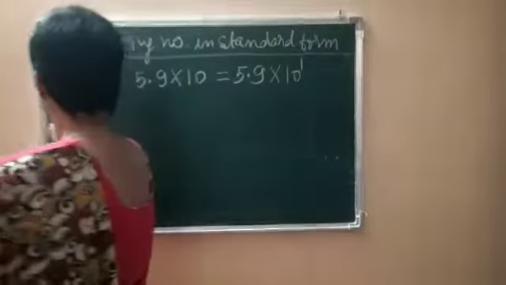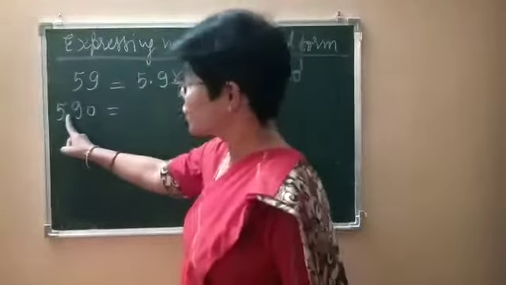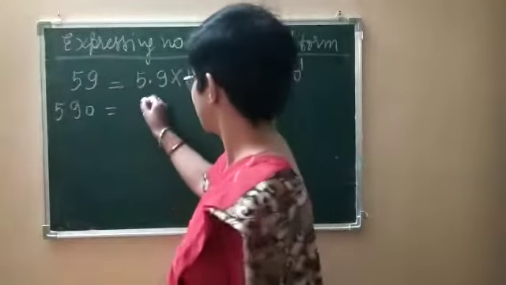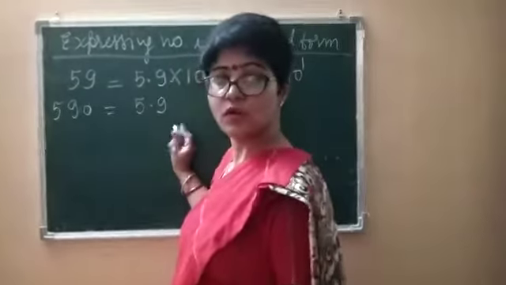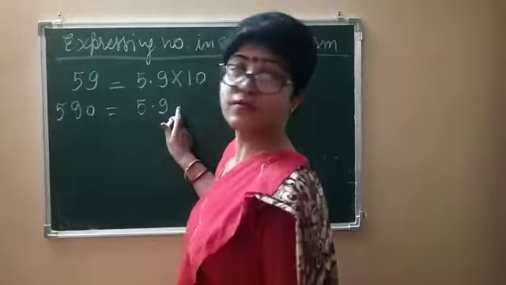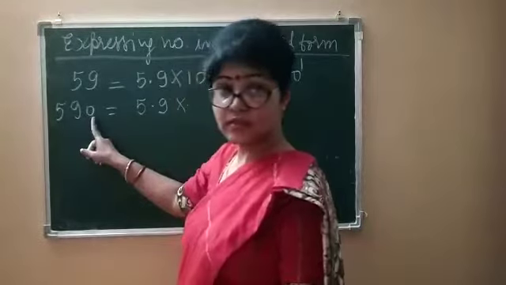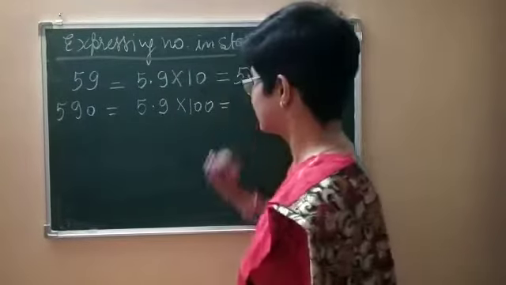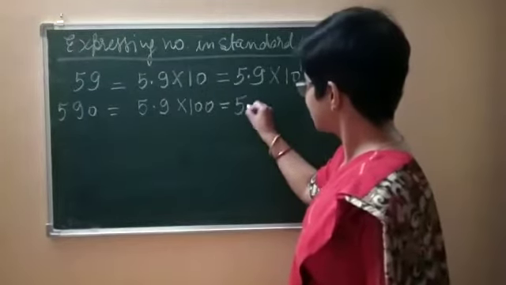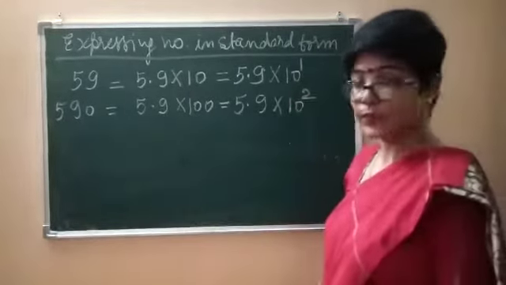Now we have the number 590. What I know is, after the first digit we put the decimal: 5.9. You can write 5.90 also, but after the decimal, if the last digit is 0, it has no meaning. But the number is 590, so I need to multiply it by 100. So I can write 5.9 into 10 raised to the power 2.